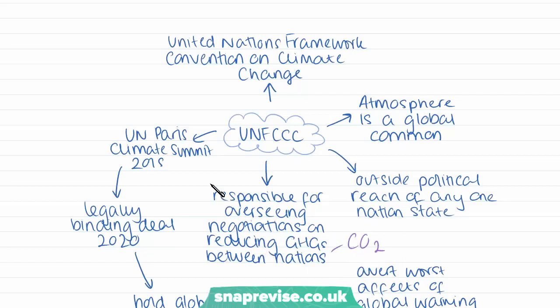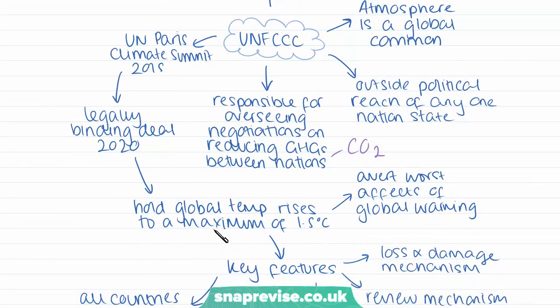And at the UN Paris Climate Summit in 2015, a deal was struck by the most powerful world leaders, which will come into force in 2020. It's a legally binding deal, and it essentially agreed to hold global temperature rises to a maximum of 1.5 degrees Celsius, with the aim to avert the worst effects of global warming. So this is what they've decided: that they will limit the global temperature rise to 1.5 degrees, and they will aim for that through the reduction of greenhouse gases from individual countries.